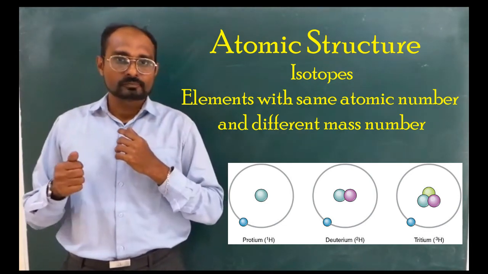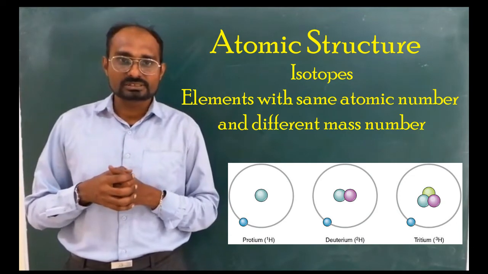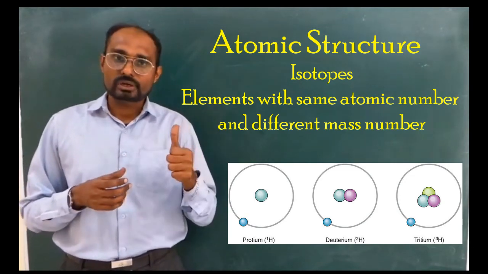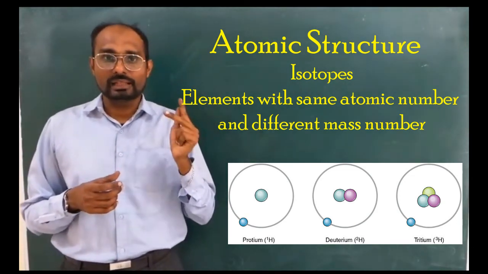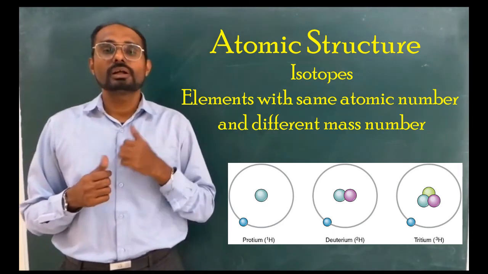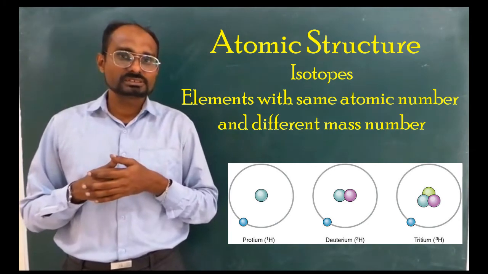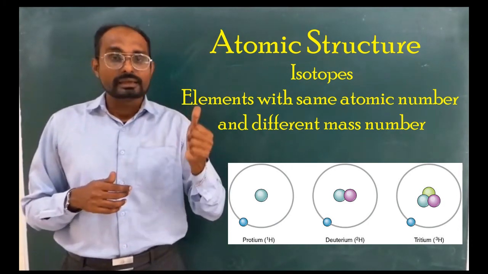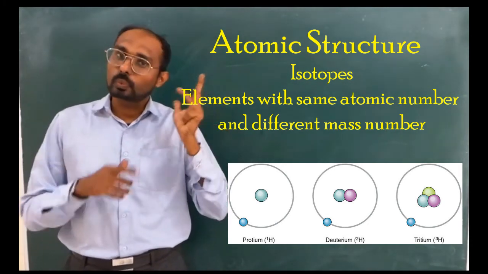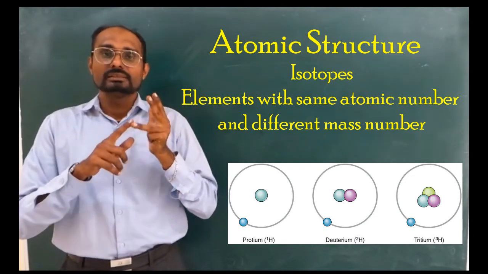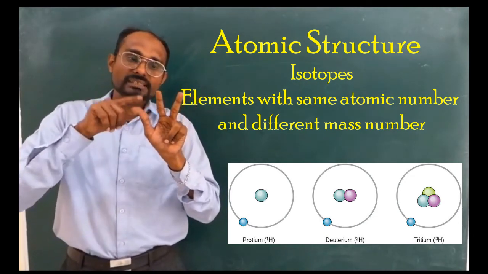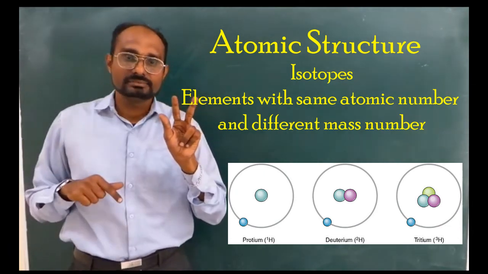We know this. There will be some hydrogen atoms which have a proton and also a neutron along with the electron. We call it deuterium. Similarly, there will be some hydrogens which have only 1 proton and 2 neutrons along with 1 electron. So what happened here? The mass number is 3.